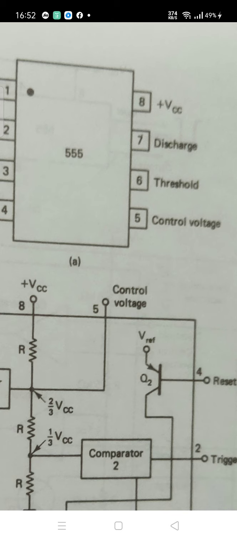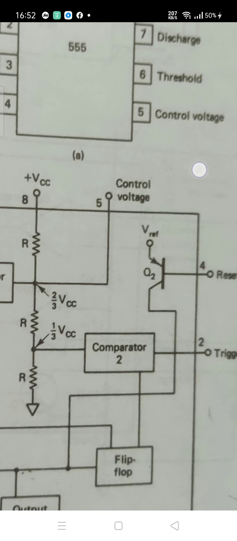And pin number 8 is the plus VCC, that is the supply voltage from plus 5 volt to 18 volt. Pin number 8 is the plus VCC. The supply voltage of 5 volt to 18 volt is applied to this pin with respect to ground. Okay. So these are the pin numbers and their functioning.